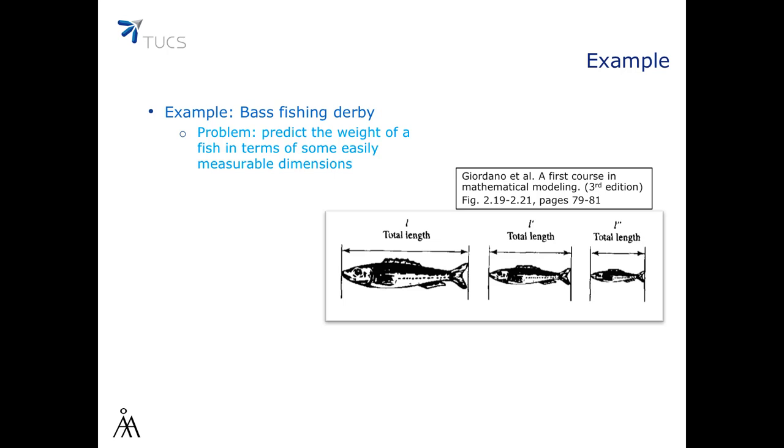For example, if we are in a bass fishing competition, the problem is going to be for us to predict the weight of that fish in terms of some easily measurable dimension, such as the length of the fish. And of course, the idea in that kind of situation is that it's a catch and release competition, and you want to release the fish as quickly as possible. So rather than spending too much time measuring carefully the weight, you would rather just quickly measure the length and say something about the weight based on that length.